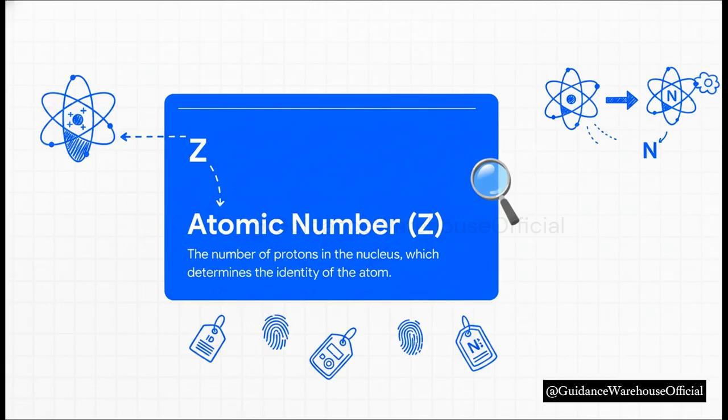And here is the absolutely crucial takeaway. This number is the ultimate ID tag for an element. If you have an atom with exactly 6 protons in its center, it is always, without fail, going to be carbon. No exceptions. But if you pop one more proton in there to make it 7, boom, it is no longer carbon. It's nitrogen. The atomic number absolutely defines the element's entire identity.